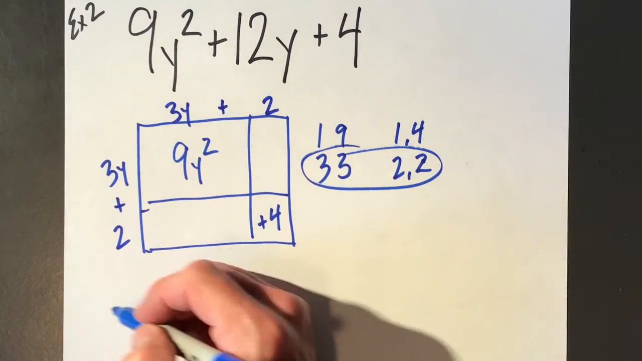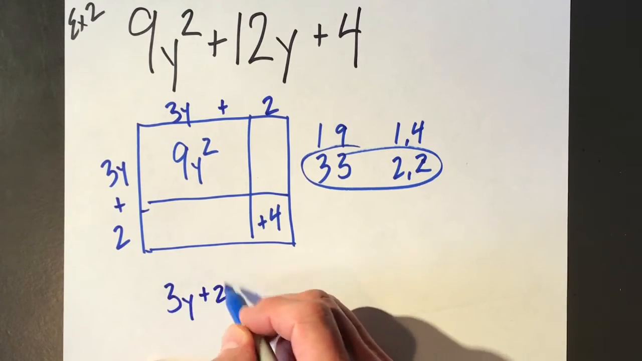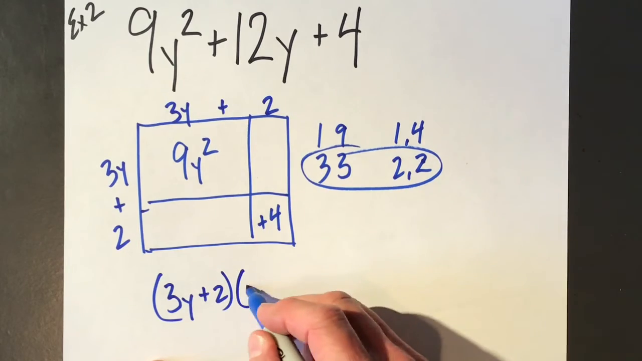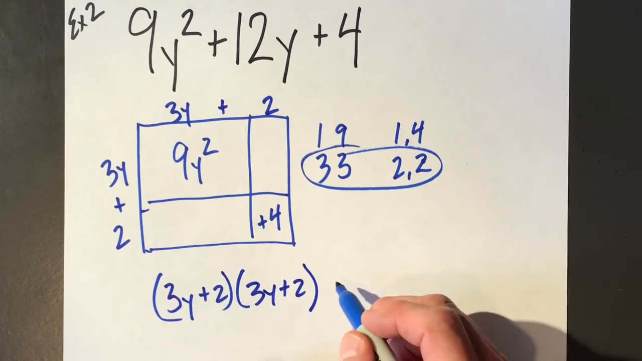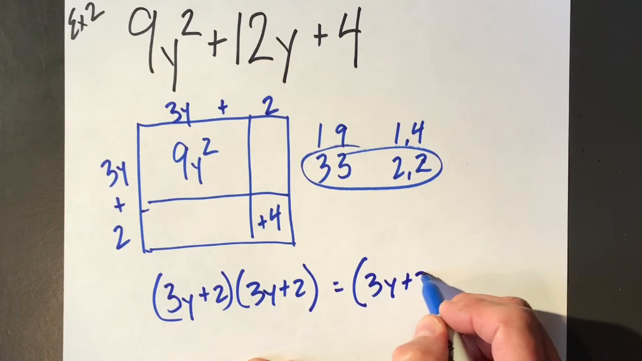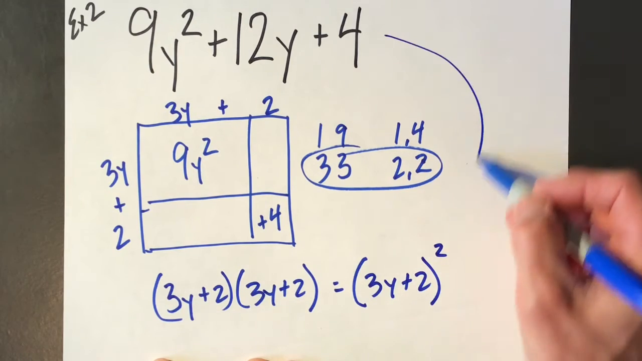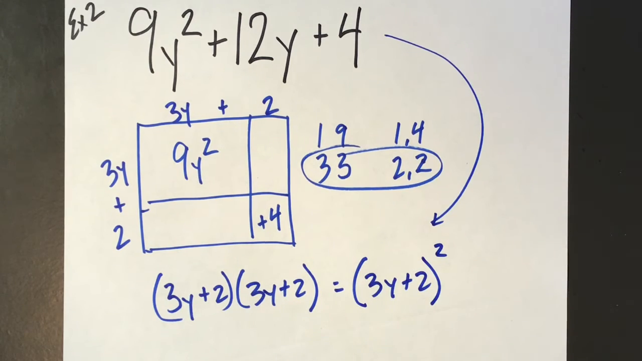And here we go. From the left-hand side, 3y plus 2. And from the top, 3y plus 2. So therefore, 3y plus 2 quantity squared is the answer to this question, the factored form of this question.